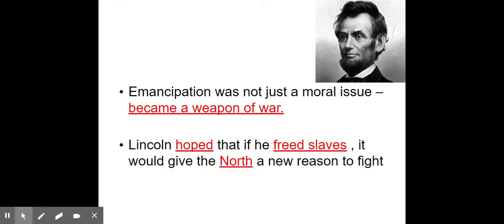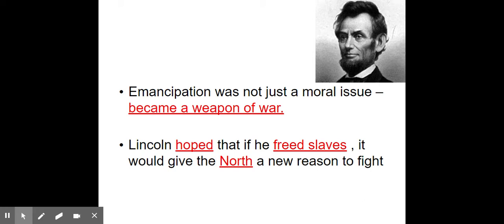Things are not going well, especially in the Eastern Theater for the Union. Okay, they are continually losing against the South. Antietam technically was a draw, but they're going to take that as a victory. We'll talk more about that in just a second. So, not only could he keep Britain and France out of the war, but if he frees the slaves, they will probably join and help fight for the Northern cause, help fight for the Union, and it will give the North a new reason to fight and a new reason to go on.